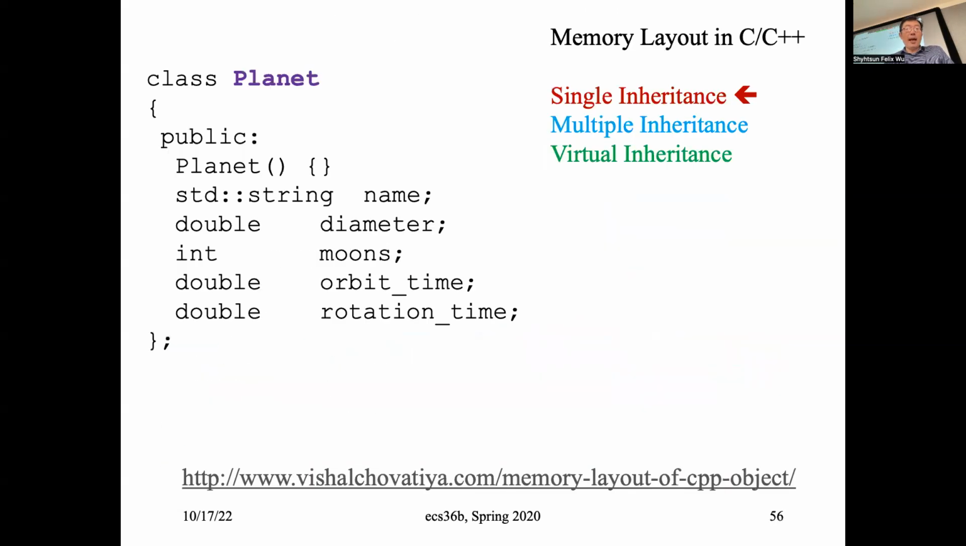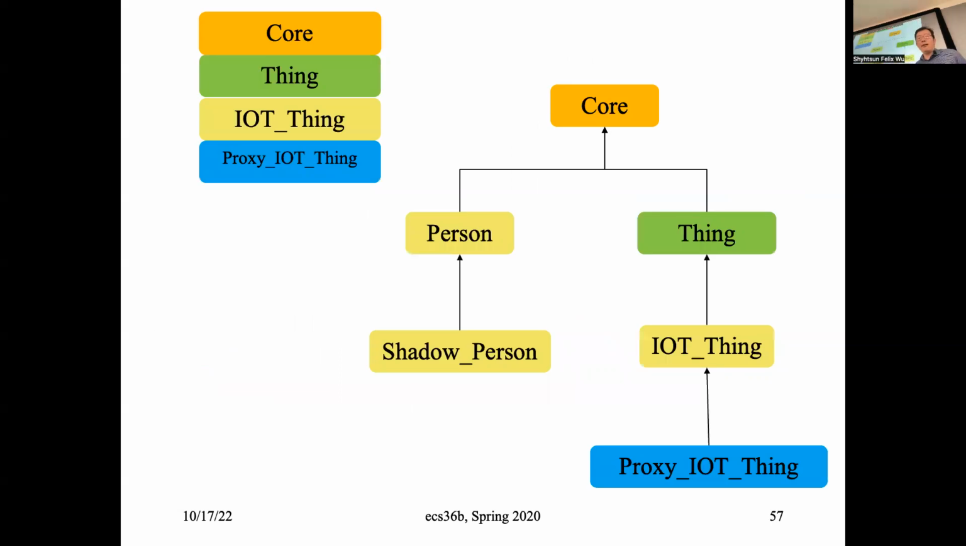All right, so I'm going to talk about inheritance: single inheritance and multiple inheritance. We already talked about single inheritance last week. For example, this is a single inheritance. I made something called core, and then I have a person and thing and IoT thing, and then proxy IoT thing, things like that. This is all single inheritance. The definition of single inheritance is that a child has only one parent in this tree.